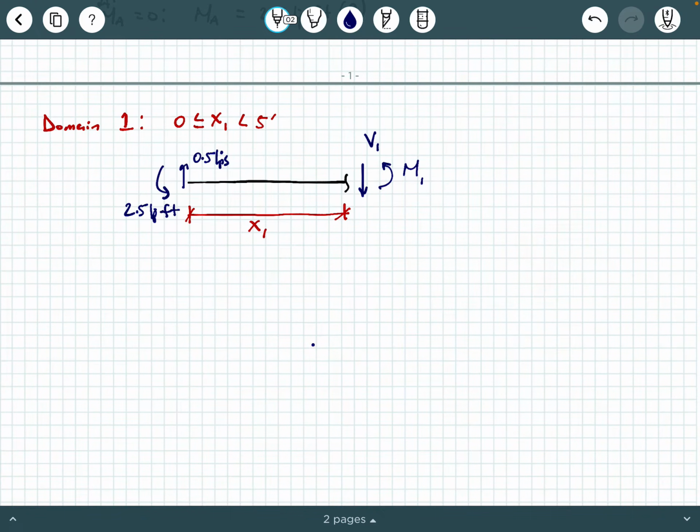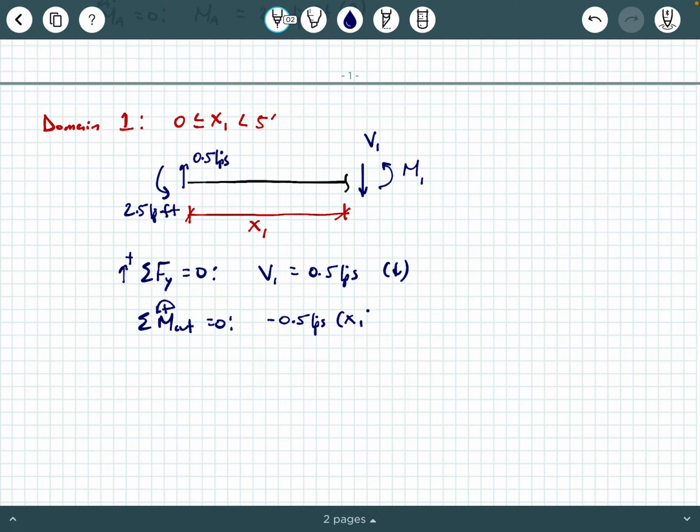And so we're going to say sum of the forces in the Y direction on this free body diagram, and we can clearly see that V1 equals 0.5 kips, and it's pointing down. And we're going to say sum of the moments about the cut equals 0, and we can say 0.5 kips times X1 plus 2.5 kip feet and plus M1 equals 0.